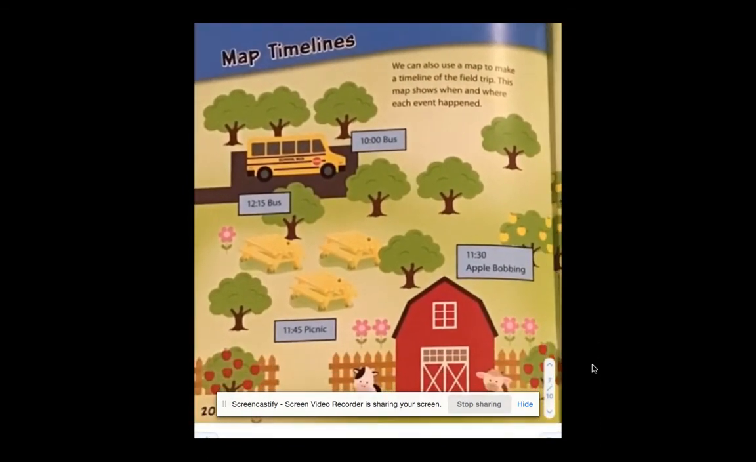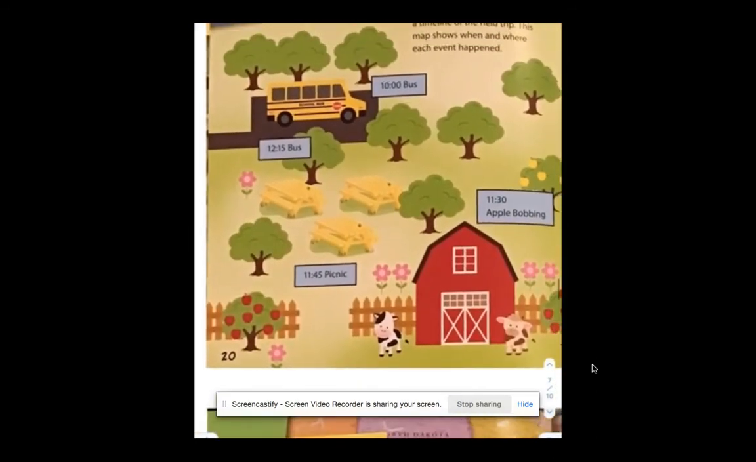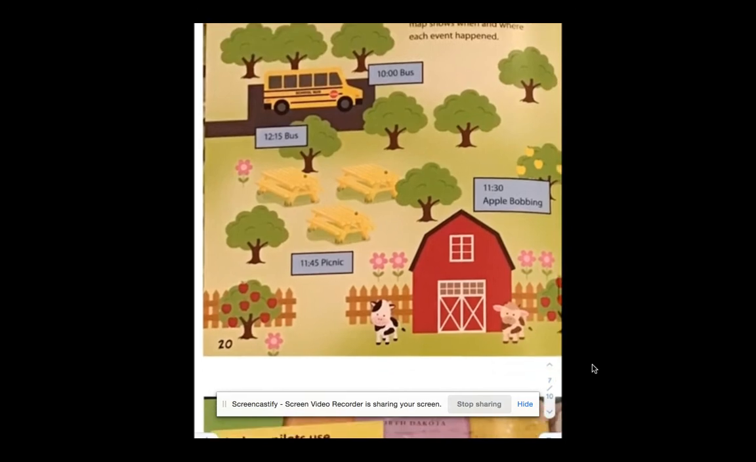Map timelines. We can also use a map to make a timeline of the field trip. This map shows when and where each event happened. 10 o'clock bus, 11:30 apple bobbing, 11:45 picnic, and 12:15 bus. 10:15 picking apples, 11 o'clock hayride. What time was the picnic? 11:45.